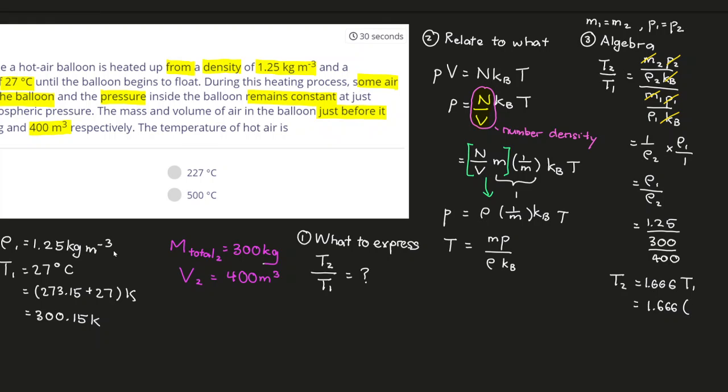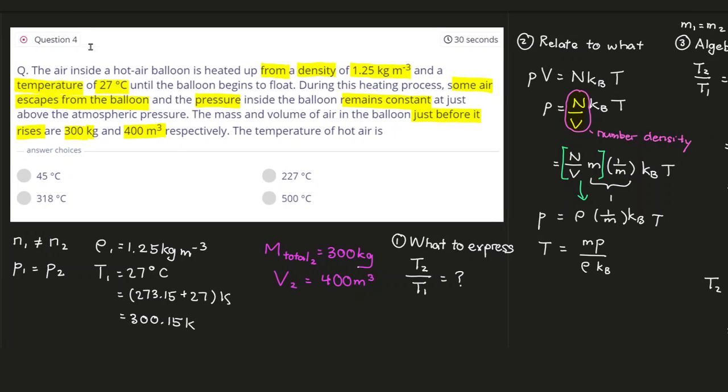So we substitute, where's our T1? Our T1 from here, 300.15 K. So if we substitute 300.15 K, our answer will be 500.25 Kelvin. So, well, is there any 500.25? Let's look at our answers here. Well, there's one. There's a 500 which is very close.